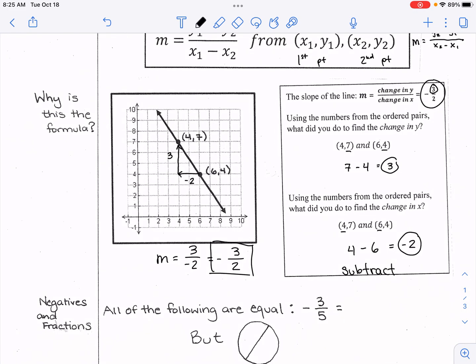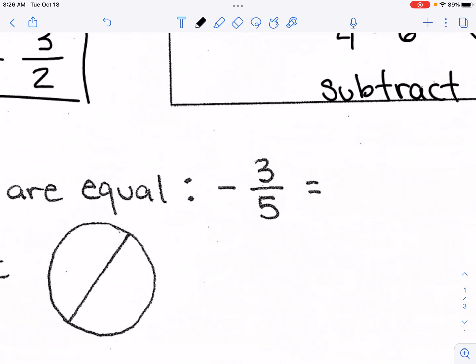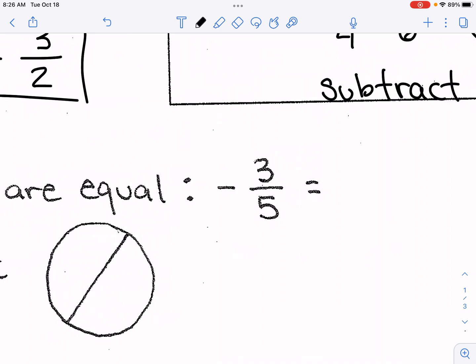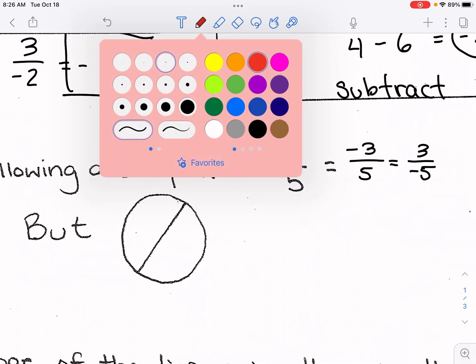Anyways, but let's go into a review of fractions here. All of the following are equal to negative 3/5. Okay, where the negative's in front. This is the same as if the negative were on the top of the fraction. These two things are equal. They mean this exact same thing. Or if the negative were on the denominator of the fraction. So negative 3 over positive 5 or positive 3 over negative 5. We know that all these will simplify to be a negative.